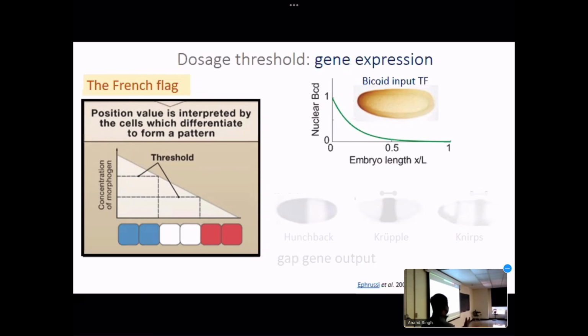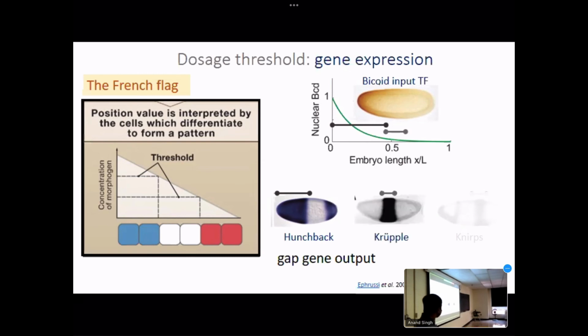And depending upon the concentration, it gives rise to expression of hunchback. The region I'm interested in is indicated by that black bar, which is the anterior part of the embryo, not the posterior. The next gene is Krüppel. Now you can see it indicates a lower threshold value of bicoid to give rise to this expression. And the last one is knirps. So again you can see there is quite a bit of similarity.